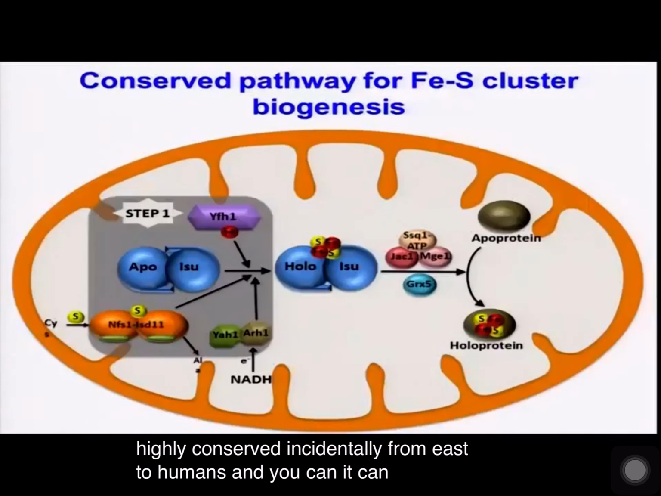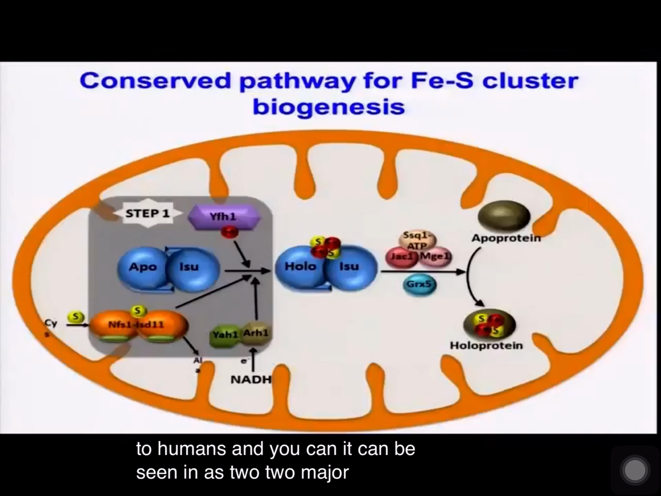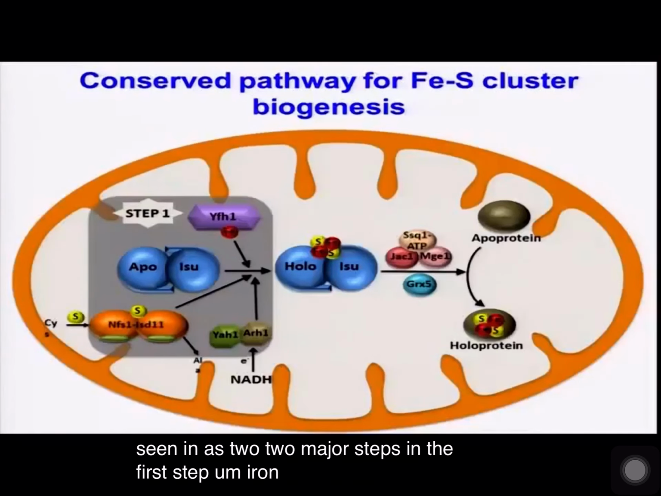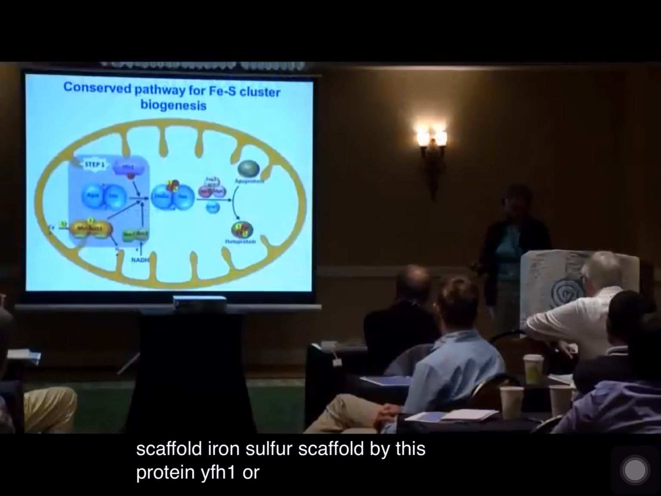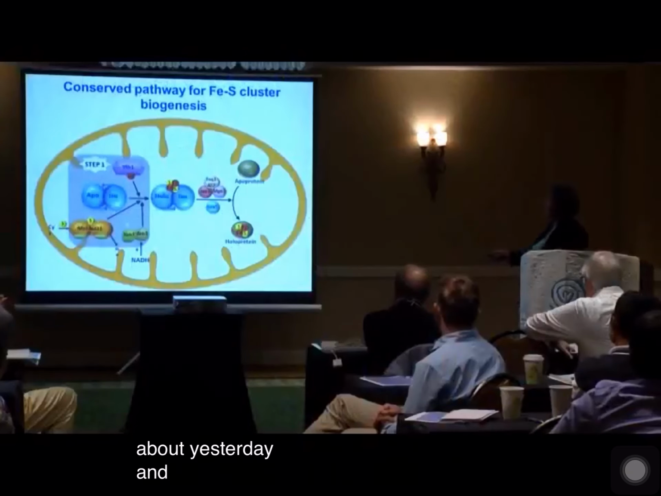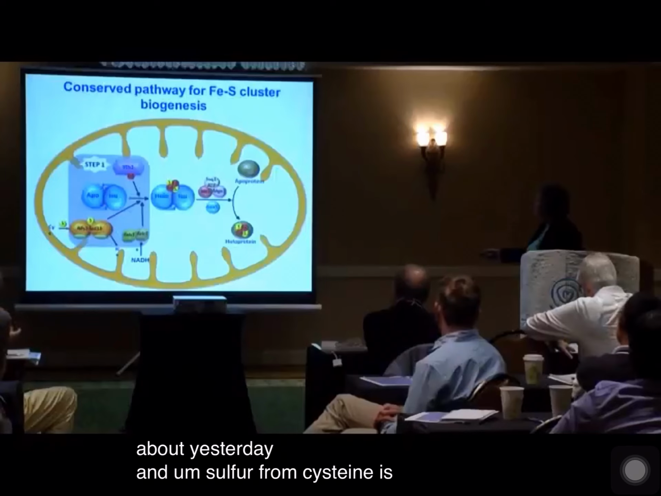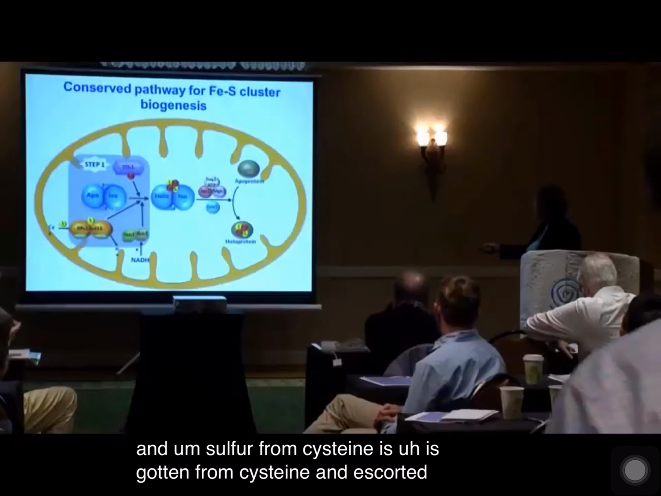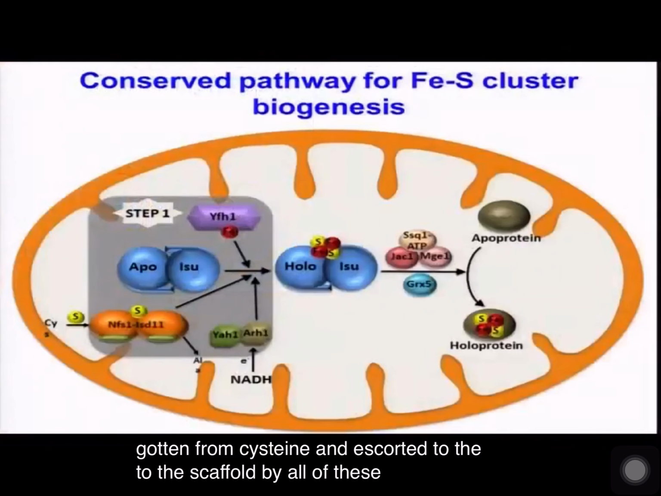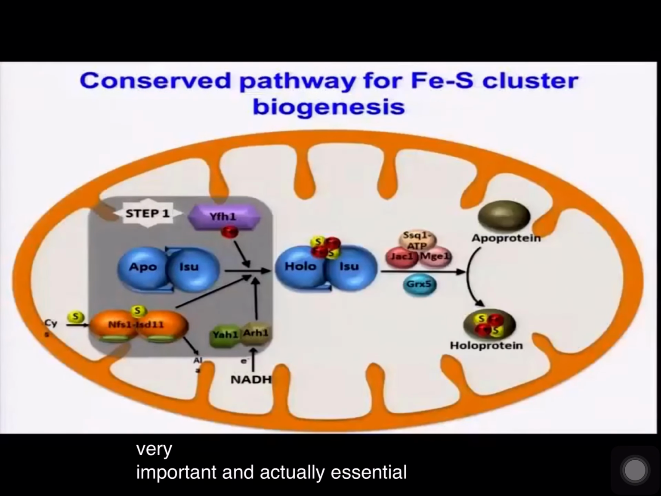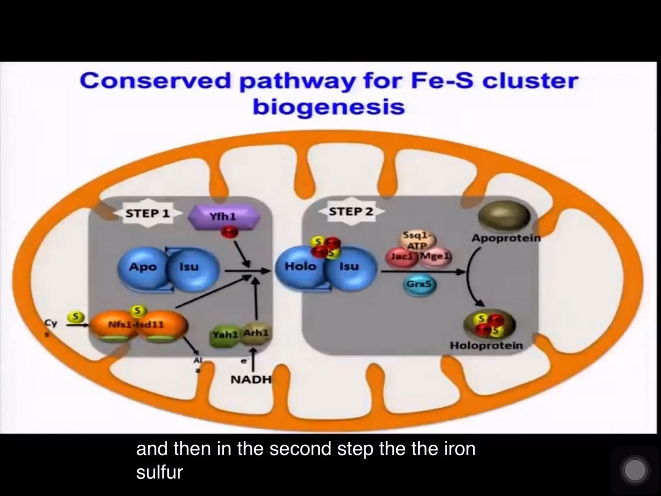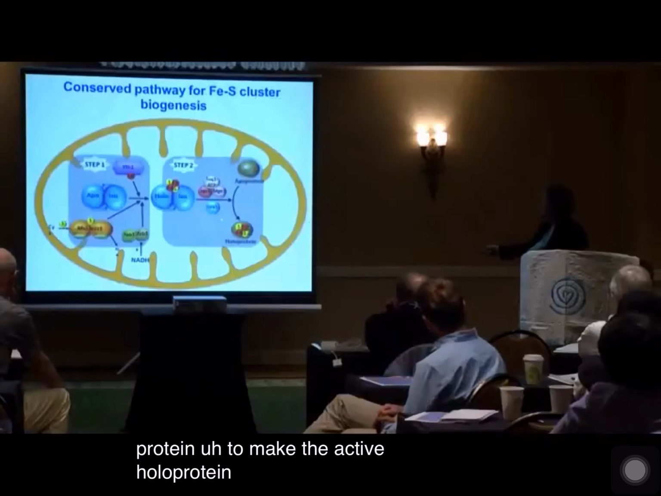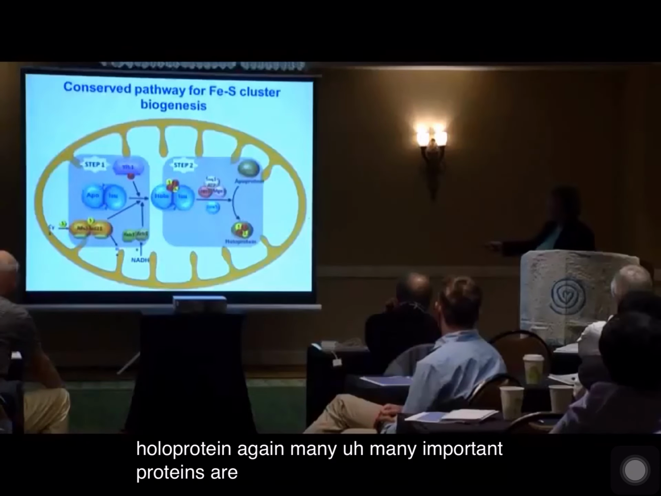And it can be seen as two major steps. In the first step, iron is escorted to the iron-sulfur scaffold by this protein, YFH1, or frataxin, which we heard about yesterday. And sulfur is gotten from cysteine and escorted to the scaffold by all of these very important and actually essential proteins. And so that's the first step. And then in the second step, the iron-sulfur cluster is transferred to an apoprotein to make the active holoprotein. Again, many important proteins are involved in this step.